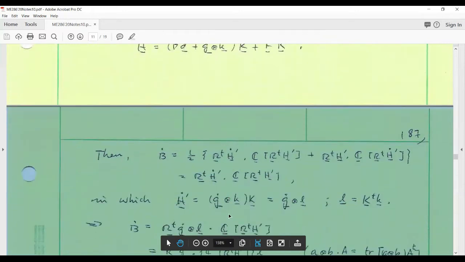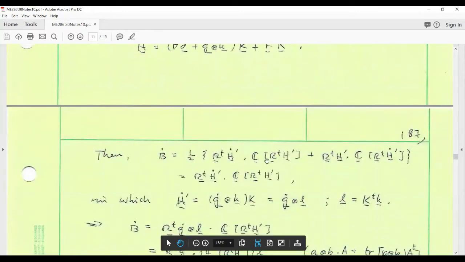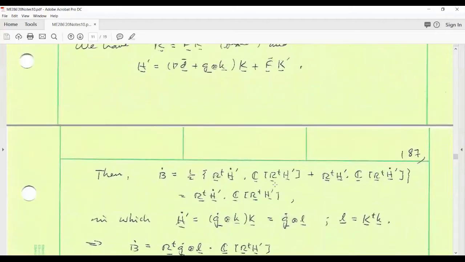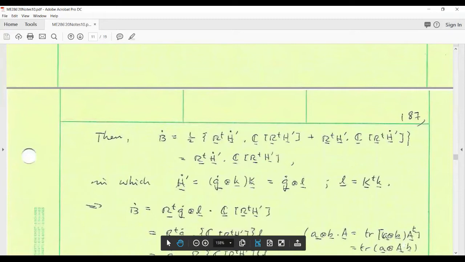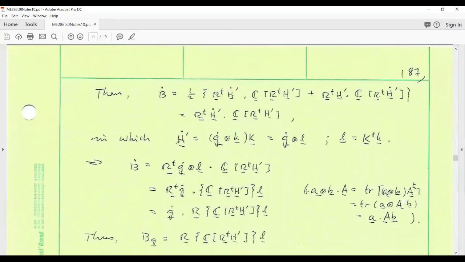So if we go through and take the variation of that definition of B, we have this. Okay, so we have a dot here and then a dot here. If we now invoke the major symmetry of C, we can see that this term is exactly equal to this one. And so the half drops out and we just get this. H dot prime, on the other hand, is just G dot tensor product K all multiplied by cap K, because that's the only thing that's being varied in this expression. And this is the same as putting the capital K transpose in front of this K. Let's call it L, okay? So then this B dot that we just computed is, we have the R transpose here in front of G dot, tensor product L, inner product moduli R transpose H prime.